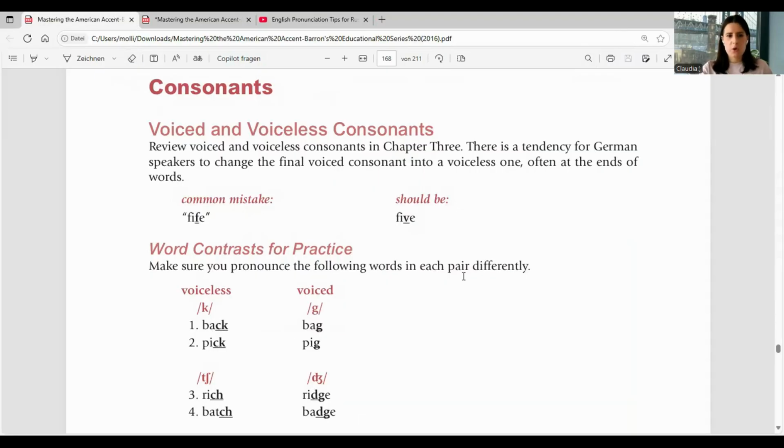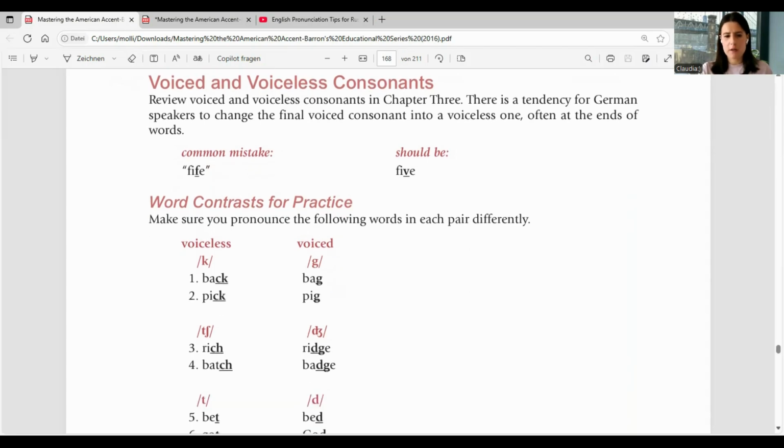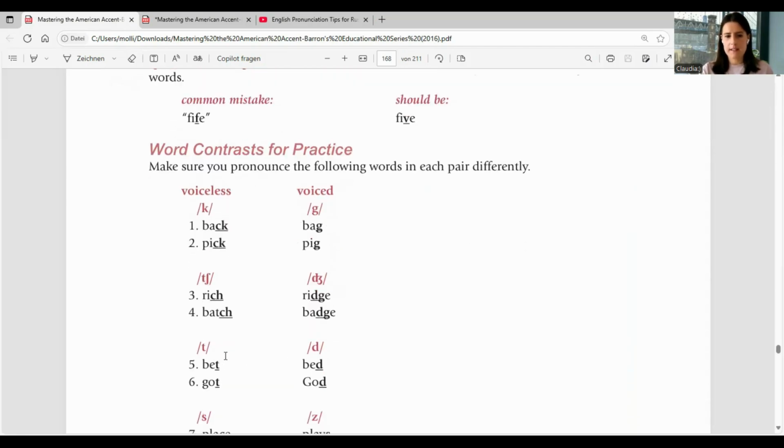Okay, I want to share a PDF from a book that I'm practicing with and that I would highly recommend. I put it in the video description below. It is called Mastering the American Accent by Lisa Mojsin. The great thing about the book is that the author points out different voiced versus voiceless pairs. So here we see it again, the common mistake of saying five instead of five. I already walked you through the T and D pairs.